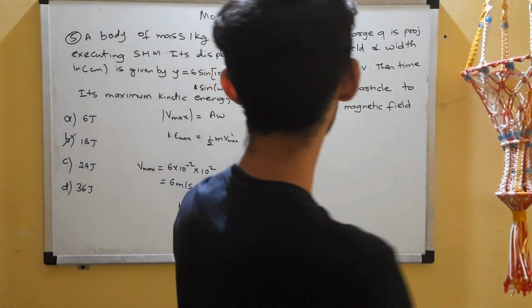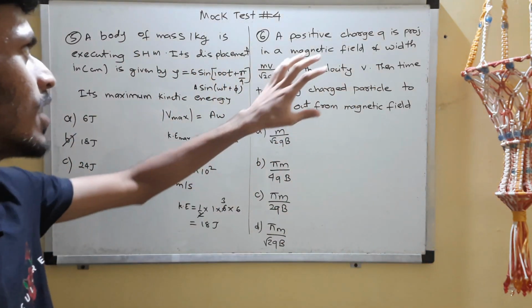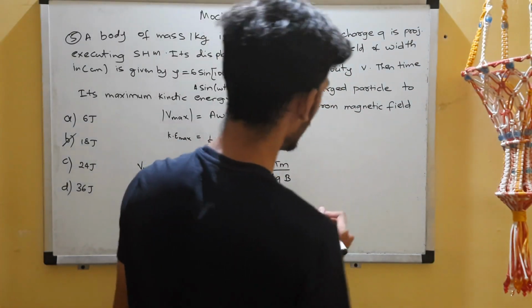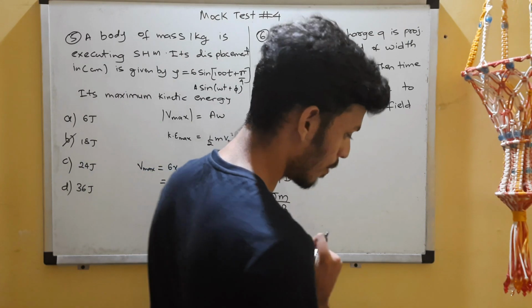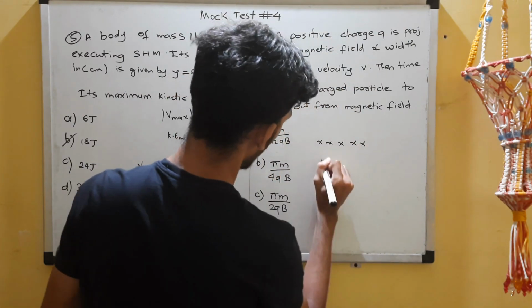Okay, so let's come to this one now. This one is a good one. So we have a positive charge q which is projected in a magnetic field. The magnetic field has this width, limited up to a certain region. The width is mv by root 2 qB.